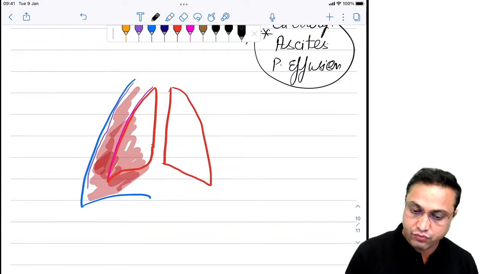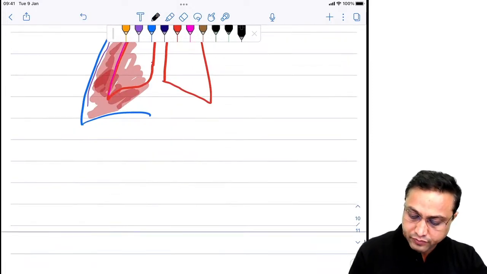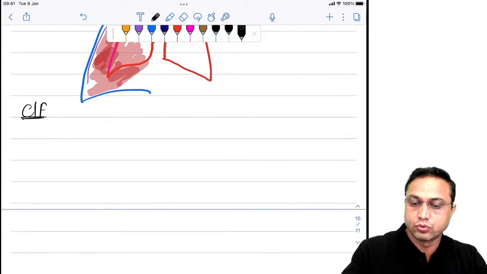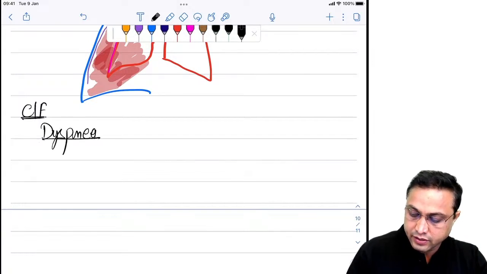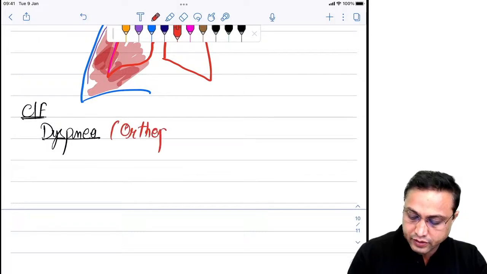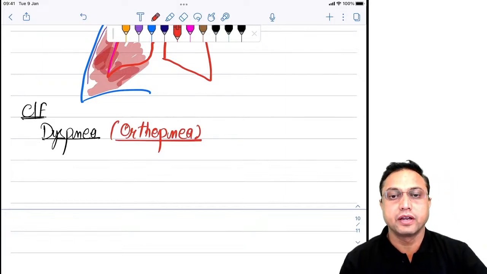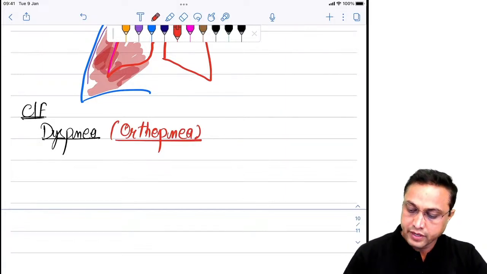So what is the first very important clinical feature, beta? The first very important clinical feature is going to be the dyspnea. And what kind of dyspnea is it going to be? Beta, do remember this thing. It is going to be orthopnea. Underline this thing, very important. Orthopnea is going to be there.